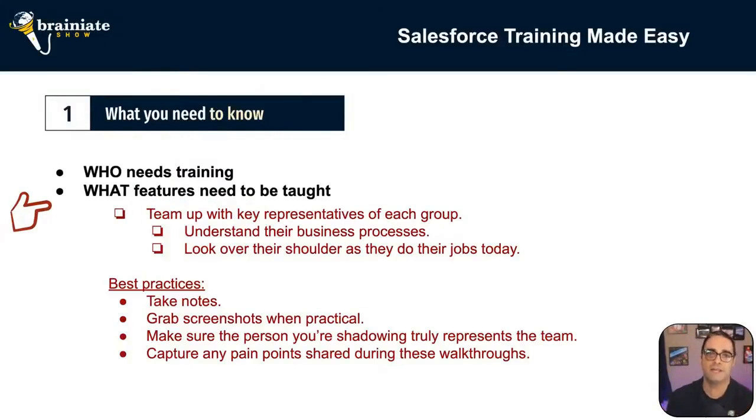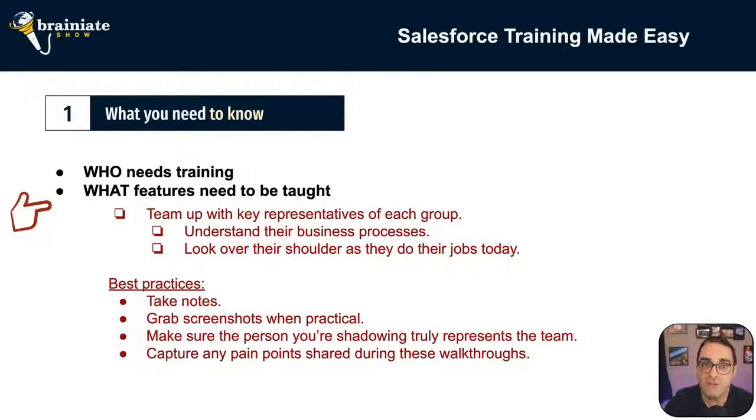The second thing you need to know is what features they need to be taught. The way you're going to do that is first, you're going to team up with some key representatives from each group. Once you have identified the different groups that need to get trained and the different individuals within those groups, you then start asking who are the one or multiple people within these groups that I can meet with to better understand their business processes, what it is that they do in their day-to-day job, whether it's in Salesforce or not. You need to know what a day in the life is like for those people that need to get trained.